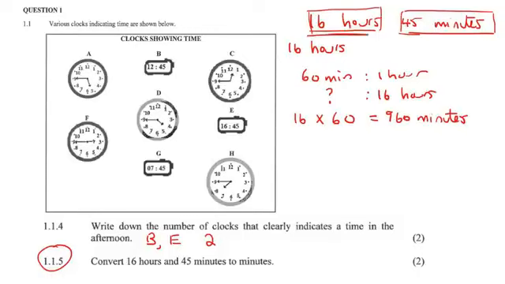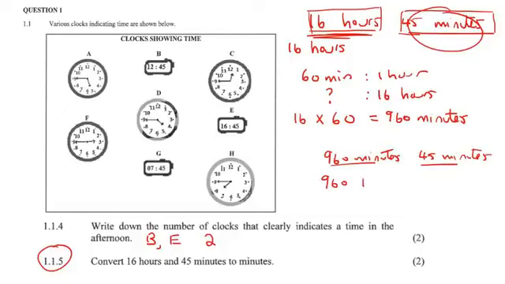So now we have 960 minutes over here, and then 45 minutes over here. So you could just add those two together now because they're both minutes. So you could say 960 plus 45, and that would be 1005 minutes.